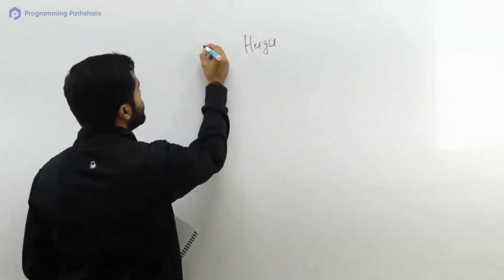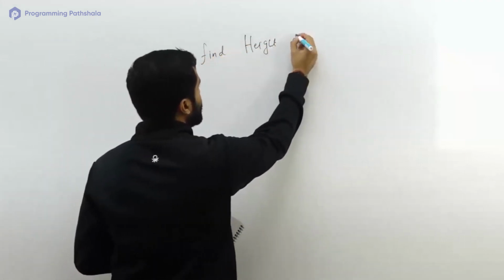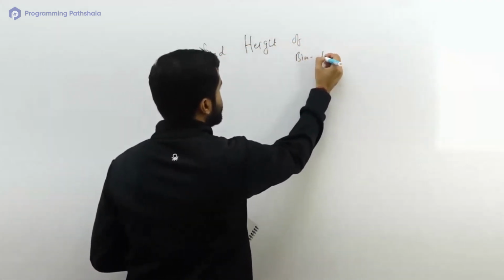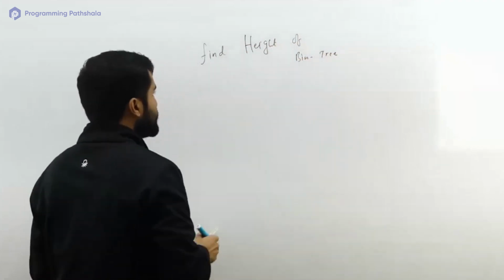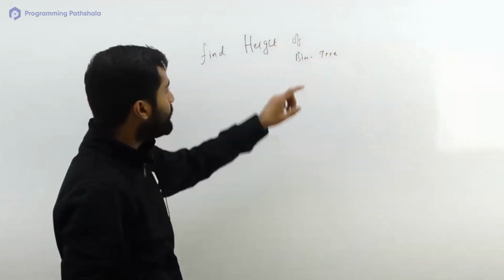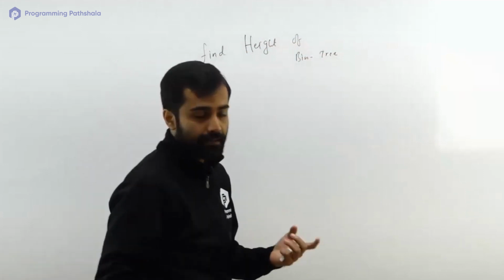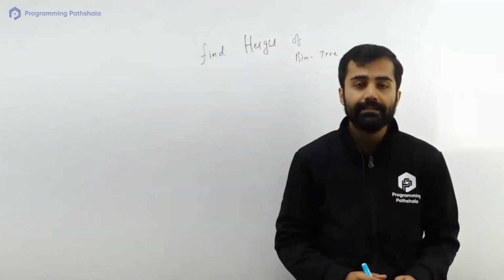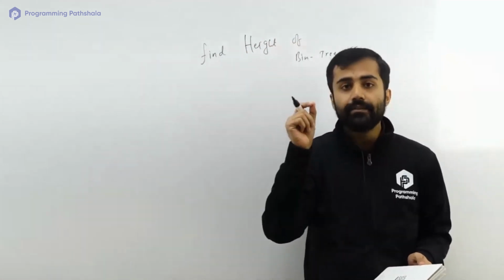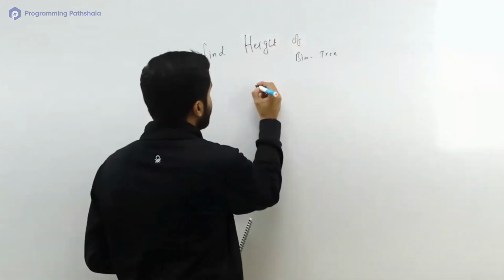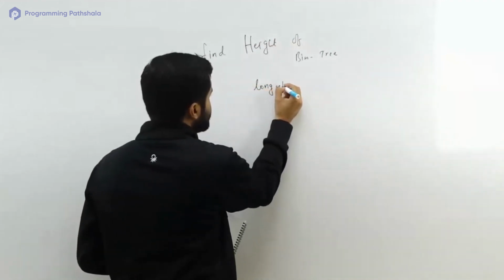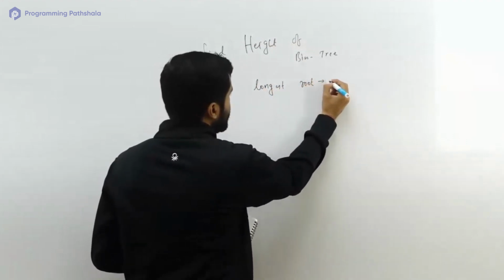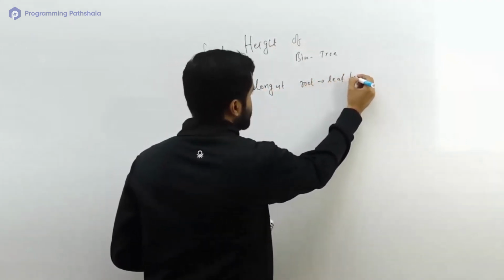Okay, so today we are going to solve some more interesting problems on binary trees. So now what we'll do is we'll try to find the height of a binary tree. For that I need to define the meaning of height. The meaning of height is the longest root to leaf path. So let me write it here. It is the longest root to leaf path.